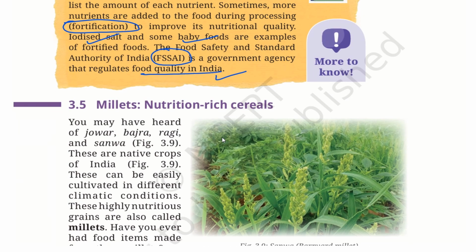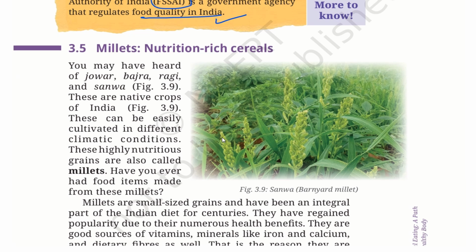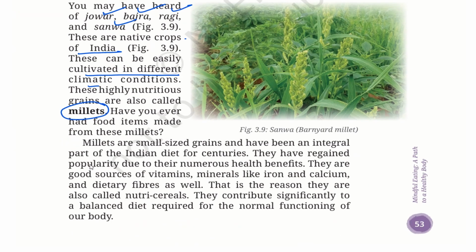Okay, so let's understand about millets, which are nutrition rich cereals. You may have heard about jowar, bajra, ragi, and so on. These are native crops of India. These can be easily cultivated in any climatic condition. Because of this, these highly nutritious grains are called millets. So have you heard about any food items made up of millets?